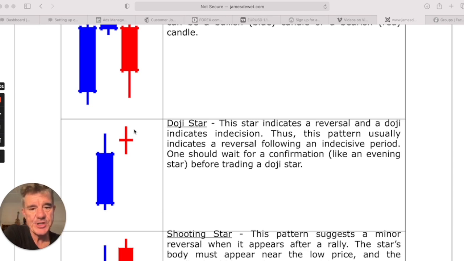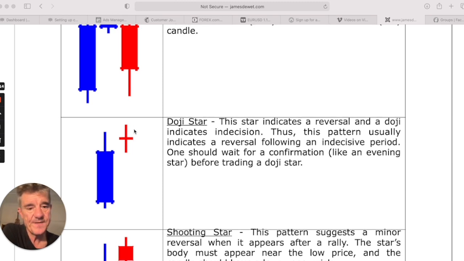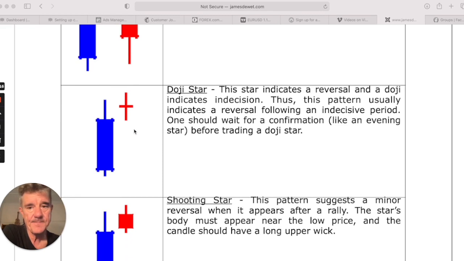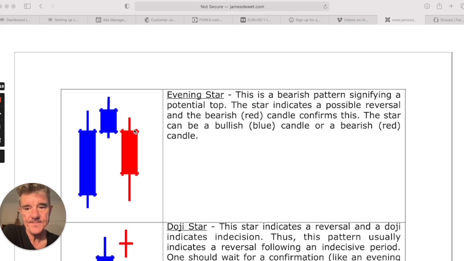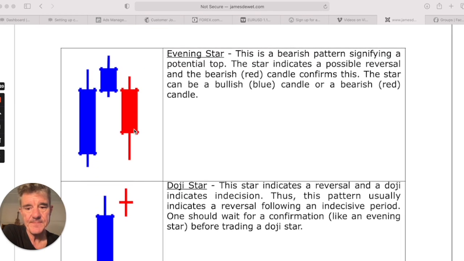Just reading here, the doji star, this star indicates a reversal, and a doji indicates indecision. Thus, this pattern usually indicates a reversal following an indecisive period. One should wait for confirmation, like an evening star. That's here. So you can imagine that pattern, the doji star, followed by a bearish candle.